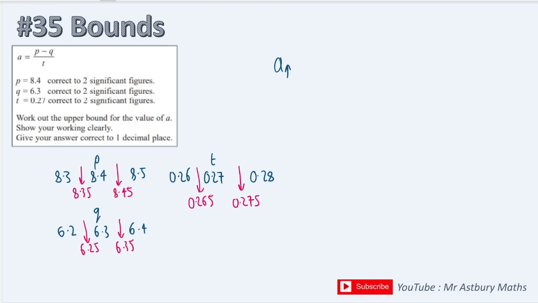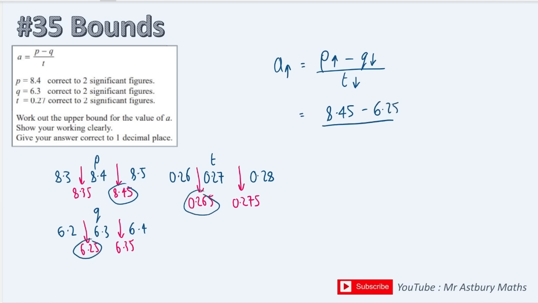So I want A upper. So I'm going to want to make P as big as possible. I'm going to want to take away the smallest amount as I can. And I'm going to want to divide by the smallest amount I can, because when I divide by a really small number, then my answer gets much bigger. Okay, so I just find the ones I need. So that's 8.45. Q lower is 6.25. And that's all over T lower, which is 0.265. And when I put this into my calculator, I get 8.3 to one decimal place.